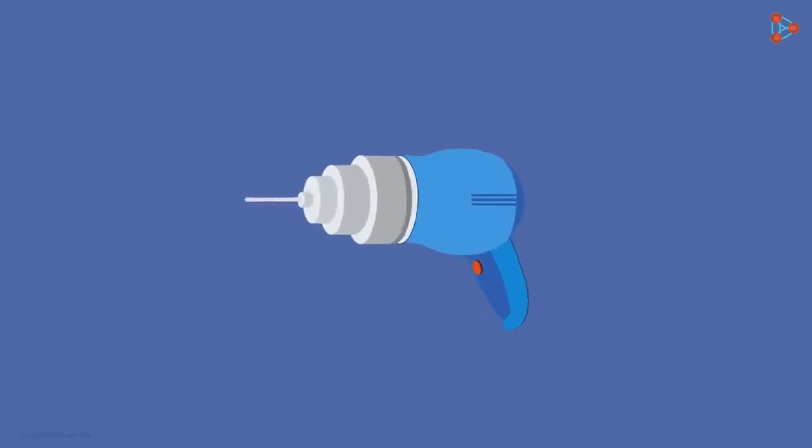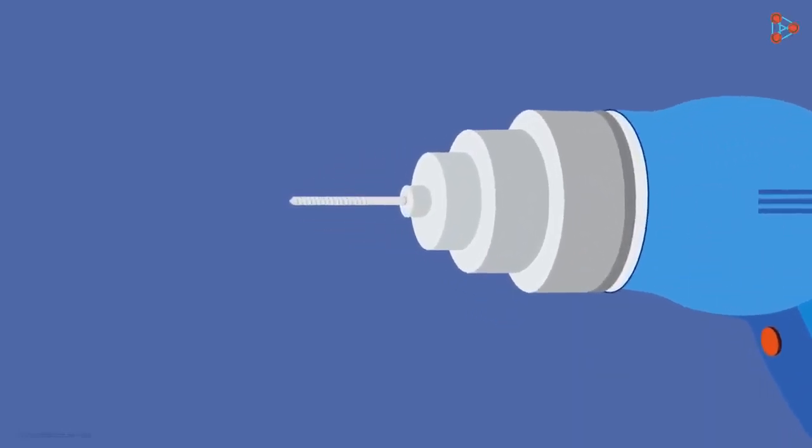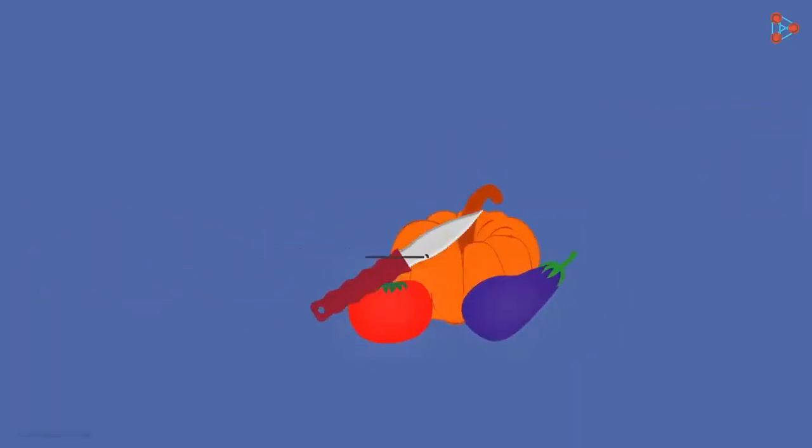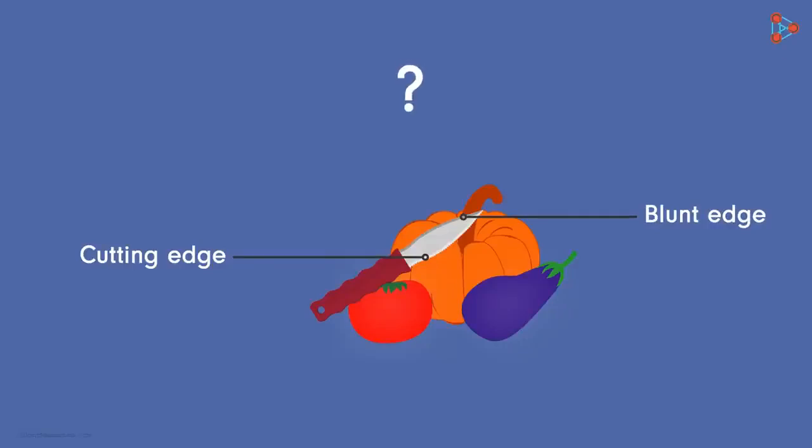You can even use drill machines to drill holes into the wall. You see that it has the pointed tip for the same reason. You can easily cut vegetables using the cutting edge of the knife. But if you use the blunt edge of the knife, it will be difficult to penetrate it in. What is the reason in this case?